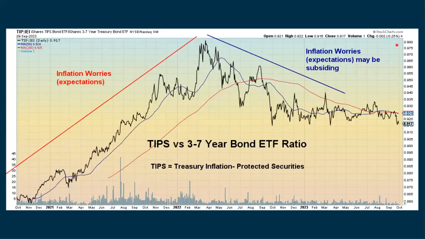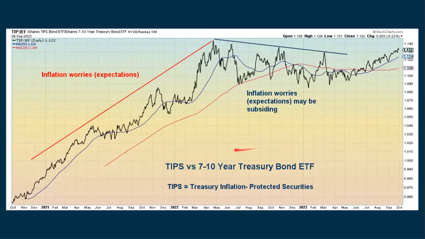Then we look at TIPS, which are Treasury inflation protected securities, and we compare them with the 3 to 7 year bond. So this is suggesting that there's not a lot of fear about inflation right now. If this was really going up, that means people were favoring TIPS over the 3 to 7 year bond based on price. But when we look at the next chart, we look at TIPS and then we go further out with bonds. We're seeing that people are more concerned about inflation. And so we're seeing this ratio continuing to go up, which is kind of what the market has been dealing with lately.